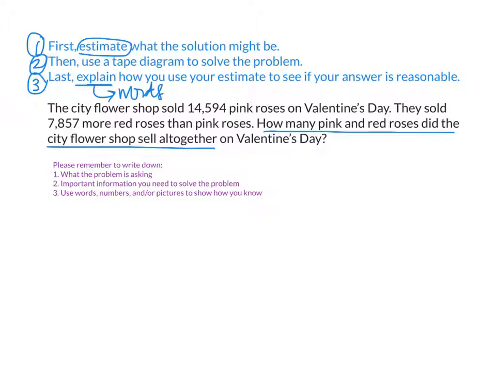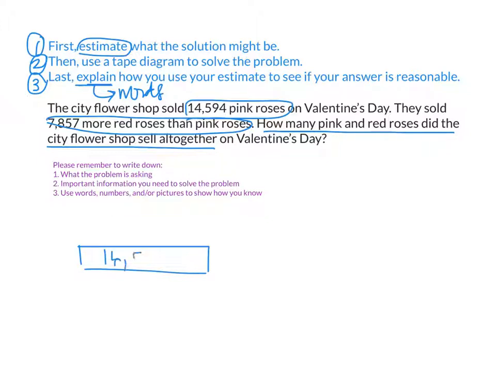Okay, what important information do we need? Write it number 2, and then list out the important information that's given to you in the problem. So the important information is that they sold 14,594 pink roses, and then they sold 7,857 more red roses compared to those pink roses. So let me ask you a question. Did they sell more red roses or more pink roses? Very good.